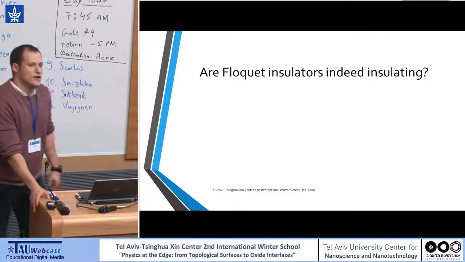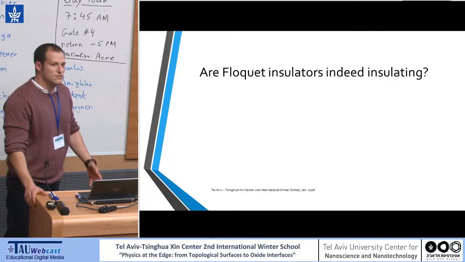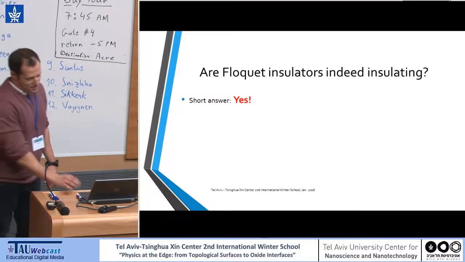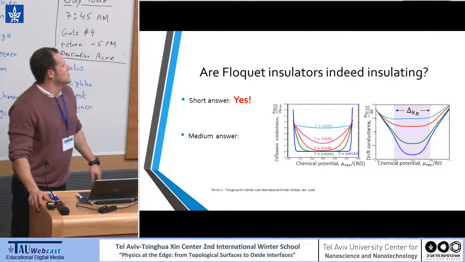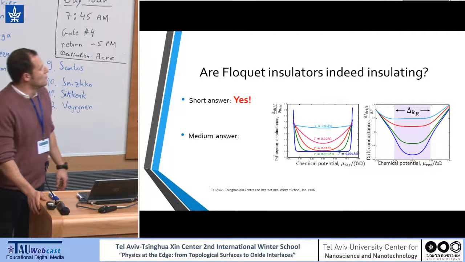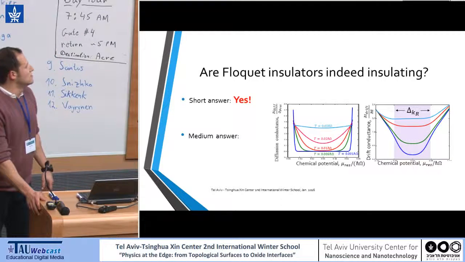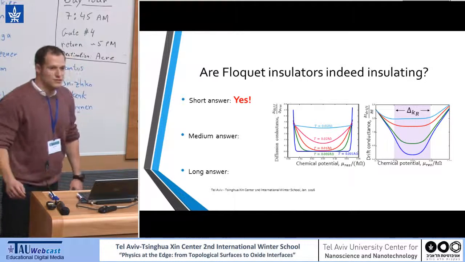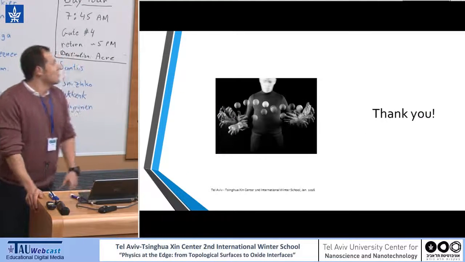Let's go to the bottom line of our work. So what is the answer? Are Floquet insulators indeed insulating? The short answer is yes. The medium answer is we made simulations and found the diffusion and the drift conductances for this wire, and we found that for specific parameters, these two conductances go to zero. And if you want to hear a long answer, you are welcome to visit my poster. Thank you.